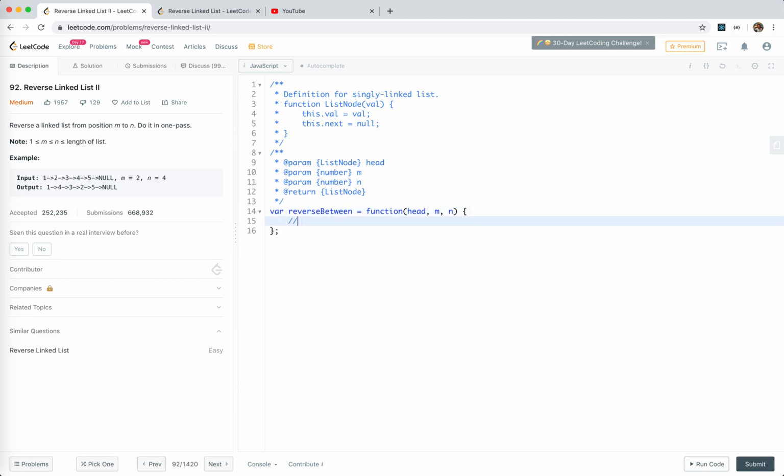So let's analyze the example. 1, 2, 3, 4, 5. We're going to reverse 2, 3, 4, right? So we need to find these two nodes, because we need to do some manipulation. That's why we need to get to know the previous node as well. So we now know where 1 is, and 4, 3, 2 are.